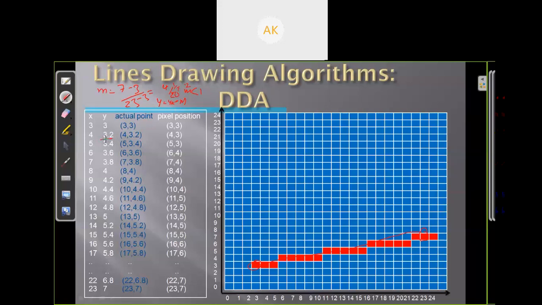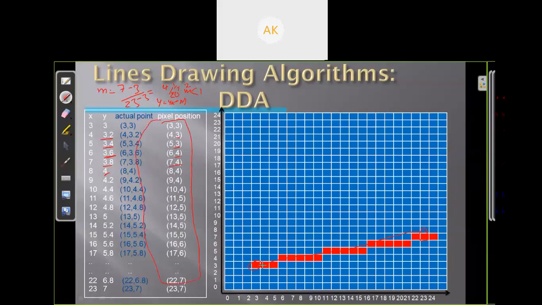Apply approximation. 3.2 means 3. So you are taking (4,3). Then again plus 0.2, 3.4. Again apply the round function, which gives 3. So you take 3. Then 3.6 with the round function will be 4. Then 3.8, apply round, this is 4. Then 4.0, which is 4, and there is no need to apply any round function. Then again change x and find the corresponding value of y; these are the intermediate points you are going to find.